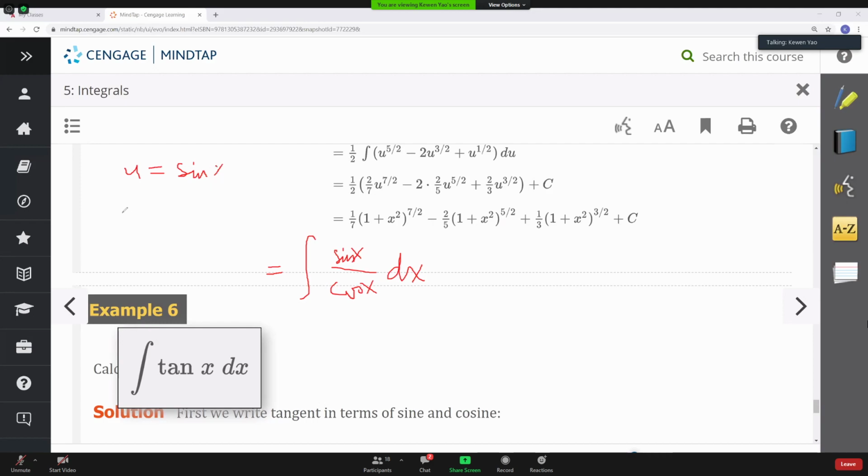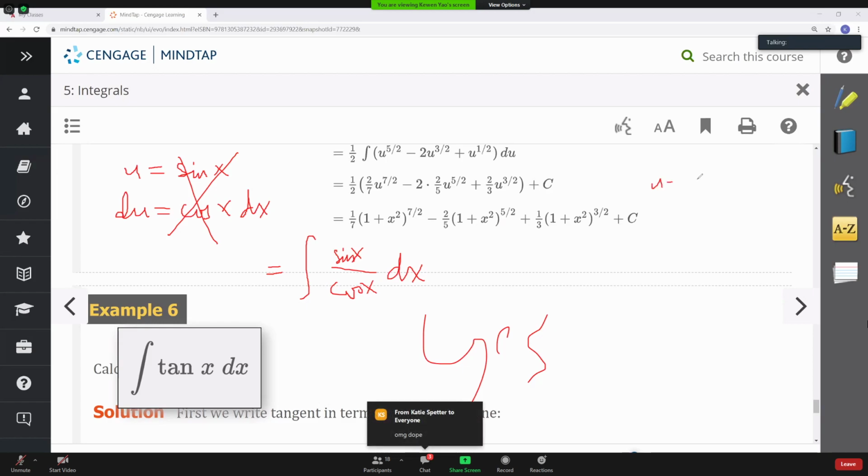So du will be cosine x times dx, right? But unfortunately, this cosine is in the denominator, not in the numerator, right? So this does not work. Okay, so you have that u equal to cosine. It works. Okay, so u equal to cosine.